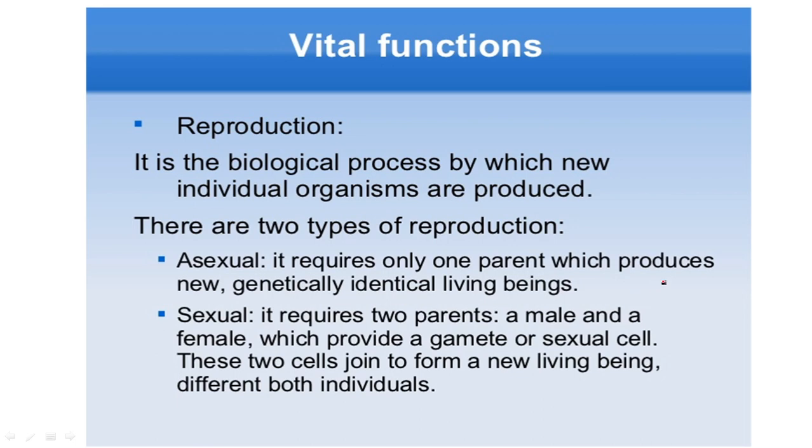Reproduction is the biological process by which new individual organisms are produced. This is the third vital function, and it's very important because without this function, all species on the planet will disappear within one generation.